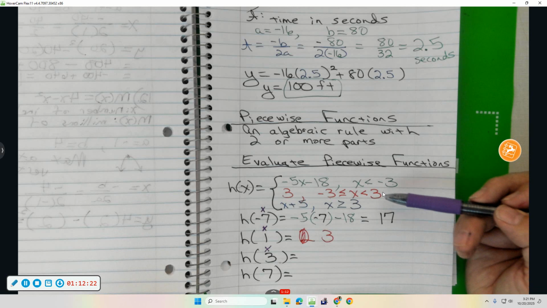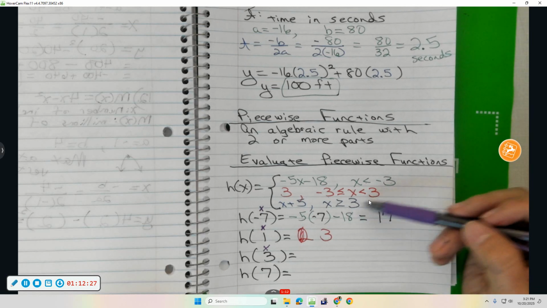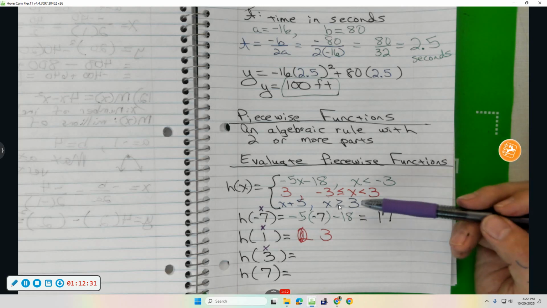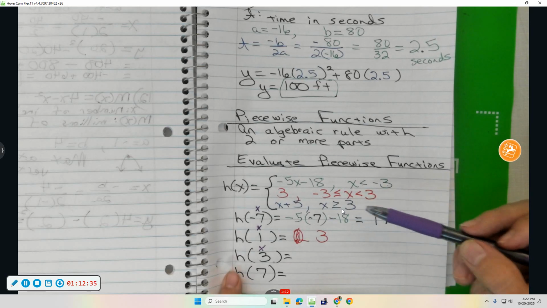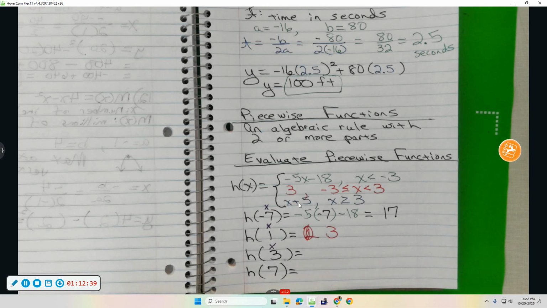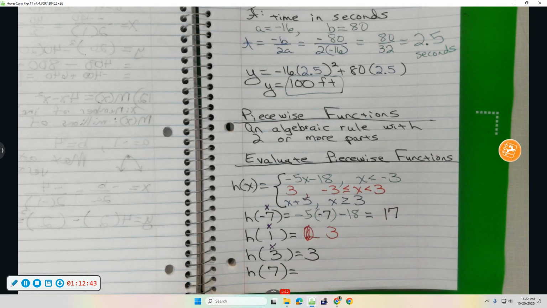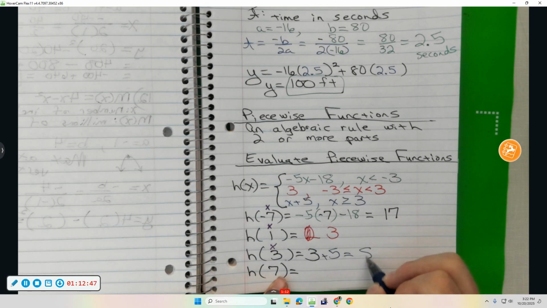I see 2 of them that mention a +3. Which one includes equality? The blue one. There's that horizontal bar. X can equal 3, so the blue piece is the one we plug in. We replace the x with a 3 plus 5, which gives me a y value of 8.